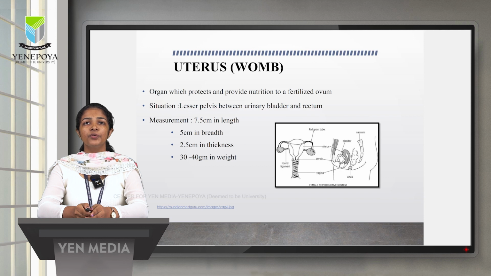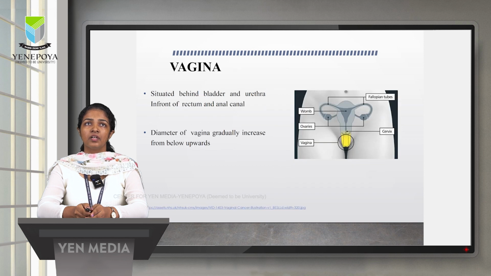The uterus, also known as the womb, is an organ which protects and provides nutrition to a fertilized ovum. It is situated in the lesser pelvis between the urinary bladder and rectum. Its measurements are about 7.5 cm in length, 5 cm in breadth, 2.5 cm in thickness, and it weighs around 30 to 40 grams.